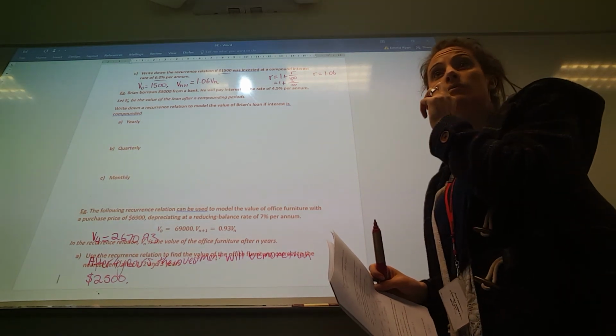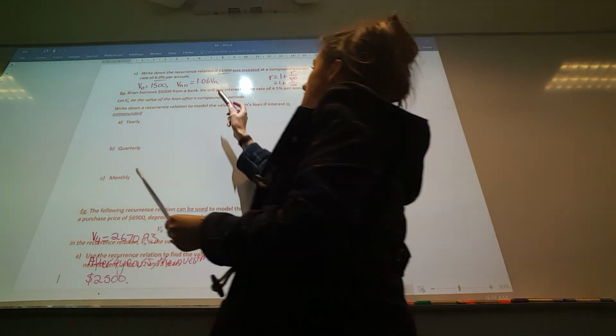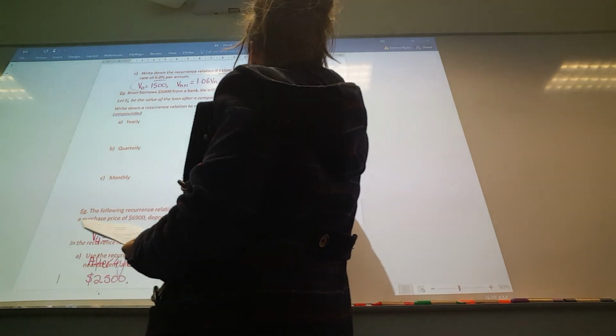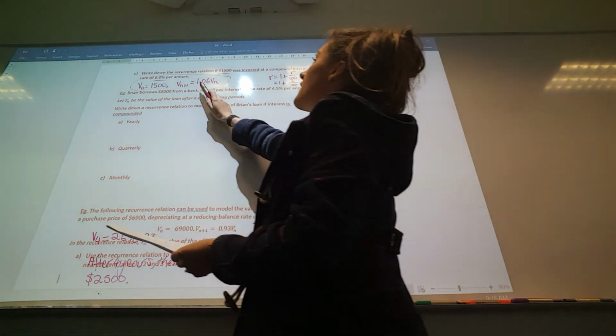The whole thing, yep, that's the whole. Okay, so this is a recursion relation, but we need to do this to be able to get that number.